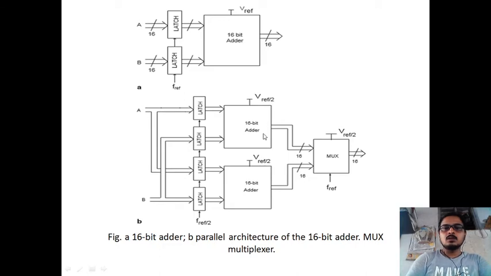Then the outputs of these two adders are given to a multiplexer. Then we will get the 16-bit output. This is the 16-bit adder. Here we are using one 16-bit adder. Here we are using two 16-bit adders. Okay, this is the structure of parallel architecture of 16-bit adder.